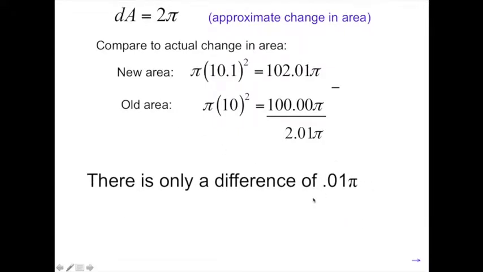This is a small difference because, if we take a look at what we're looking at here, a radius of 10.1 is really close in value to 10. So we're using that differential to approximate that change in a location that's really close to where we started.